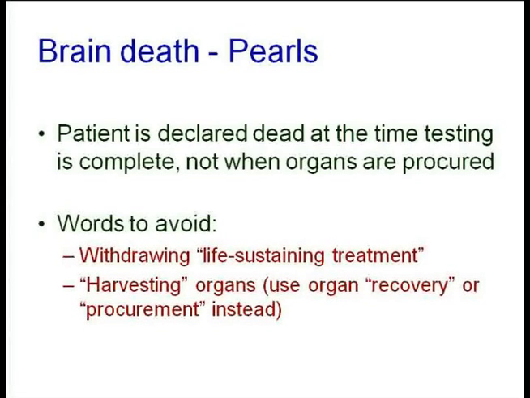Words to avoid: don't talk about withdrawing life-sustaining treatment after you've diagnosed brain death. It's no longer life-sustaining treatment. Talk about withdrawing the ventilator or whatever. Don't use the word harvesting organs. Think about how that sounds for families. We harvest crops. We harvest wheat and corn. We don't harvest people. Talk about procuring organs, recovering the organs. I think it's easier for families to hear in such a difficult time.